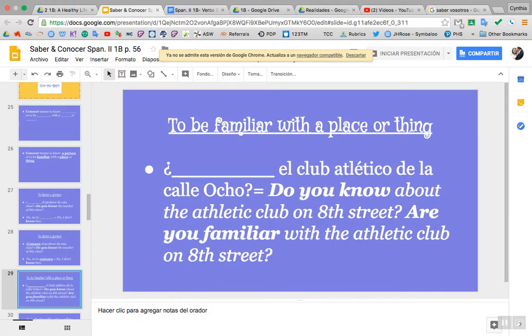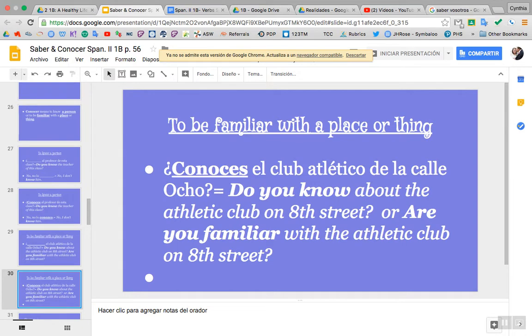To be familiar with a place or a thing, ¿conoces el Club Atlético de Calle 8? Do you know the gym on 8th Street? Are you familiar? In other words, not do you know if there is a gym on 8th Street, but do you know that gym so well that you could tell me what it offers, where stuff's at in there, what it looks like? You're familiar with it.